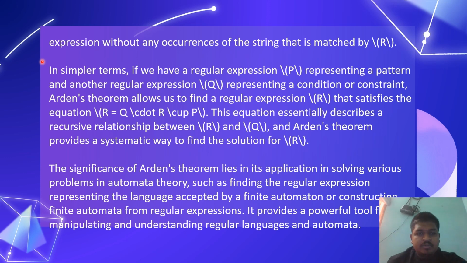In simpler terms, if we have a regular expression P representing a pattern and another regular expression Q representing a condition or constraint, Arden's theorem allows us to find a regular expression that satisfies the equation R equals Q concatenated with R union P. This equation essentially describes a recursive relationship, and Arden's theorem provides a systematic way to find a solution for R.